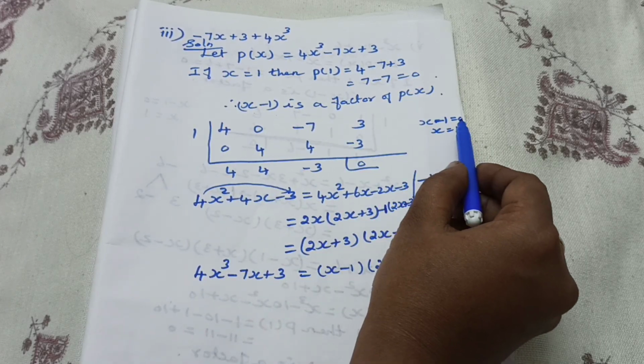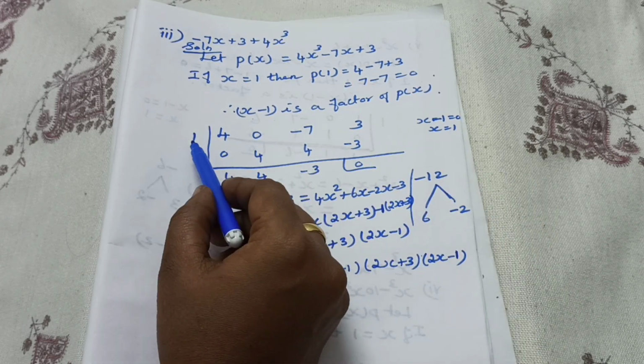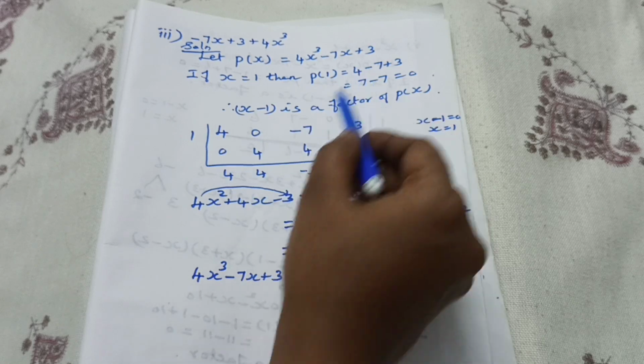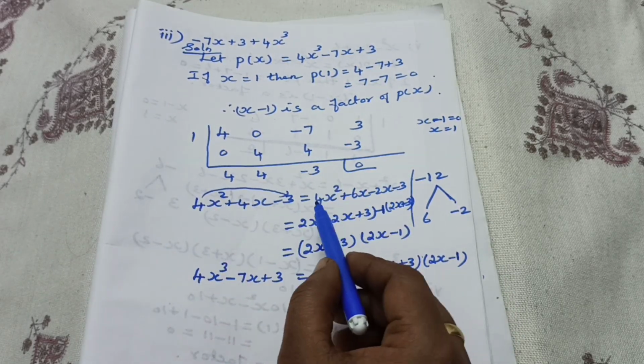Therefore, x minus 1 is equal to 0. Find the zero of the divisor: x equals 1. That 1 you should write here. All coefficients you should write, and in the missing place substitute 0.